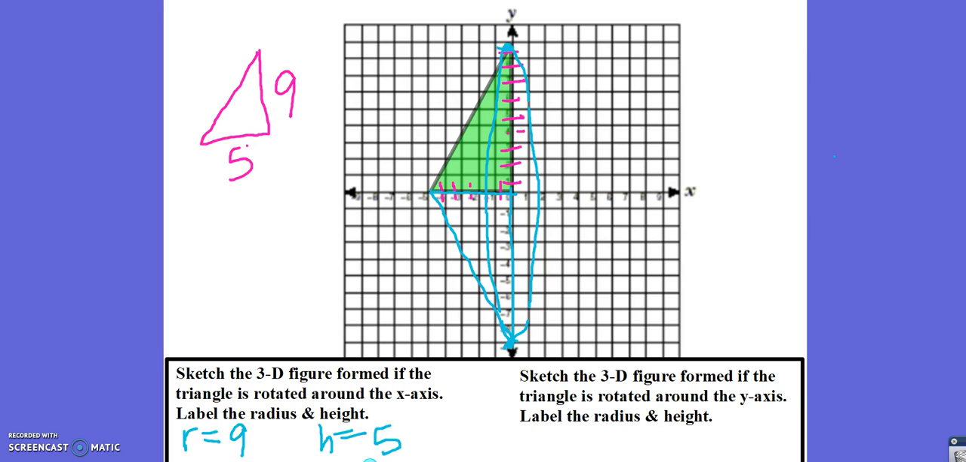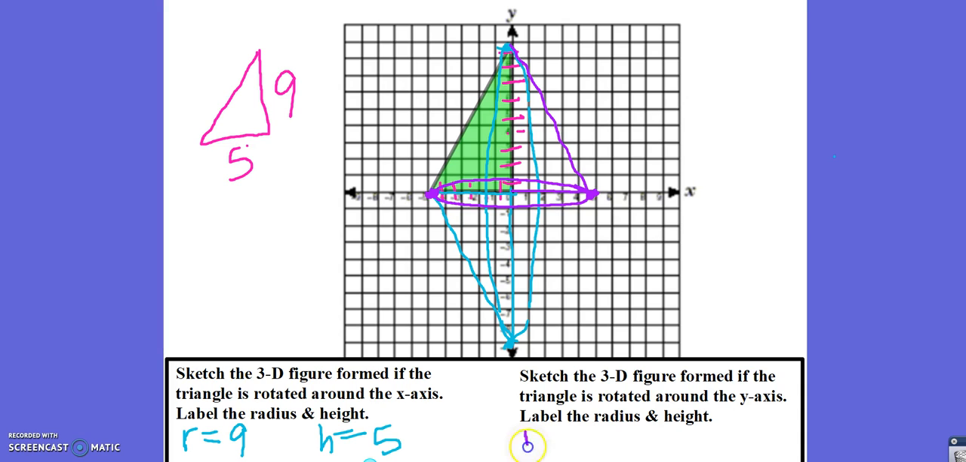Now the second section is asking us to rotate about the y-axis. And we're still going to do a reflection the same way. We can see that this point is out here at -5. So I'm going to move it to a +5. I'm going to draw in my triangle. This time, my circle base happens down here at the bottom.